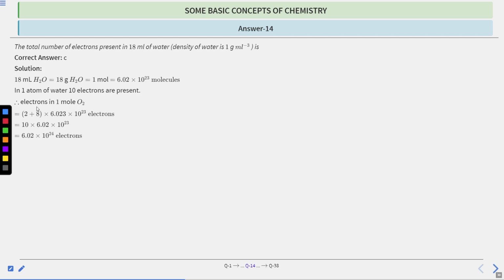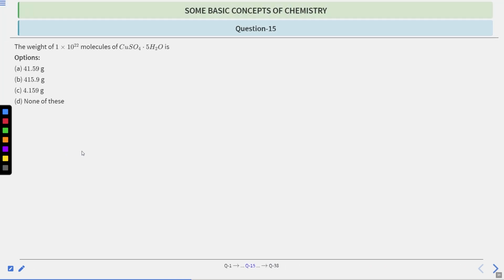Therefore, electrons in 1 mole of H2O will be 8 plus 2 multiplied by 6.02 into 10 to the power 23 electrons. It is coming out as 6.02 into 10 to the power 24 electrons. So, correct option will be C. Moving on to our question 15.